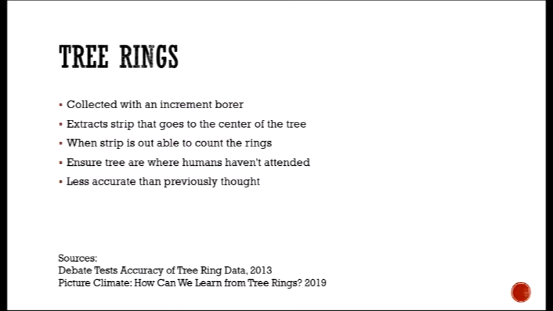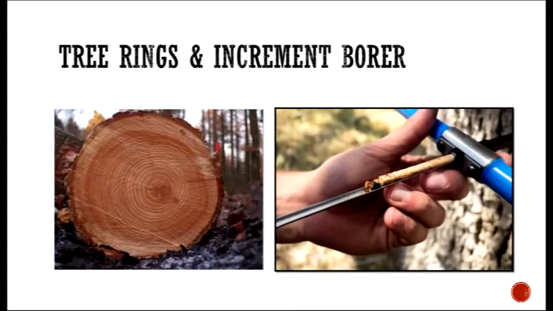Tree rings are collected with an instrument called an increment borer. The borer extracts a strip of wood that goes to the center of the tree. When the strip comes out, you are able to count the rings on the strip of wood. Scientists want to ensure that the trees are in a location where humans haven't altered the forest. It's possible that the tree rings are less accurate than previously thought. On the left, you are able to see the growth of the tree rings, and on the right, you can see how they take a sample strip from the tree.